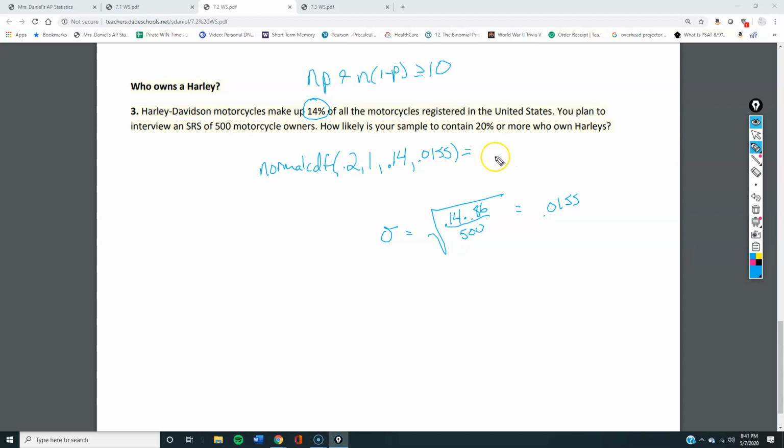When I plug that in, I get 0.00057, which means it is extremely unlikely to get a sample containing more than 20% of people who own Harleys in a sample of 500, which makes sense. 500 is quite a large sample size.